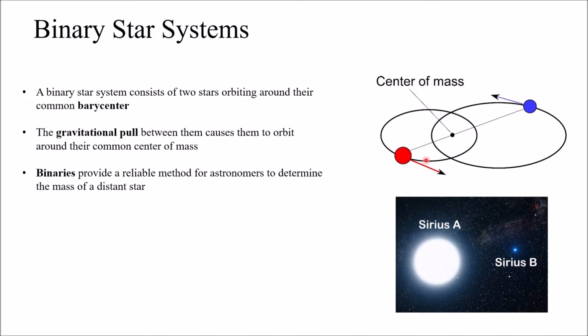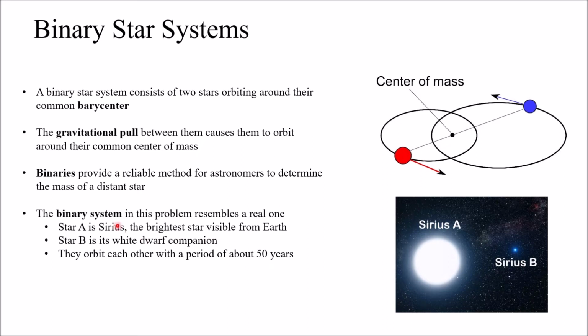And as you can imagine, it's quite difficult to measure the mass of an entire planet or star, right? So we have to use other means of doing it. The binary star system in this problem that we're going to do today resembles a real one. You would think that the northern star might be the brightest one, but it's not.